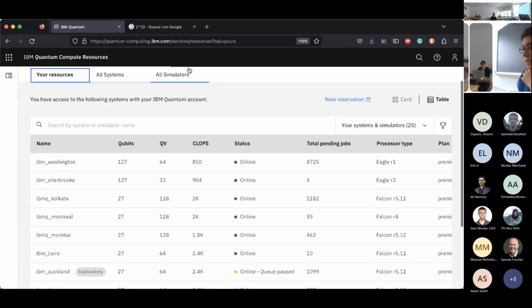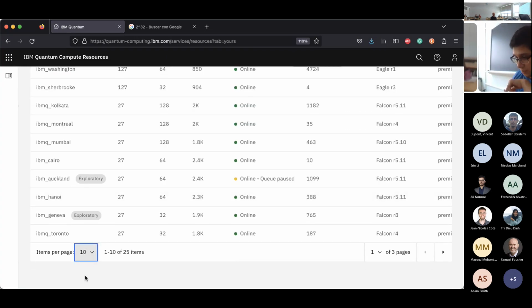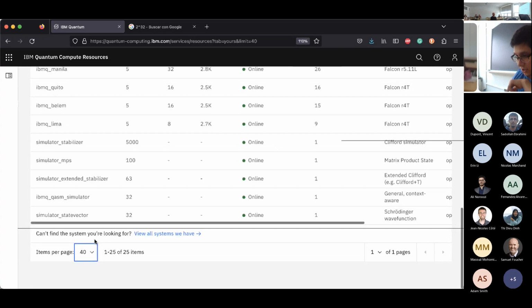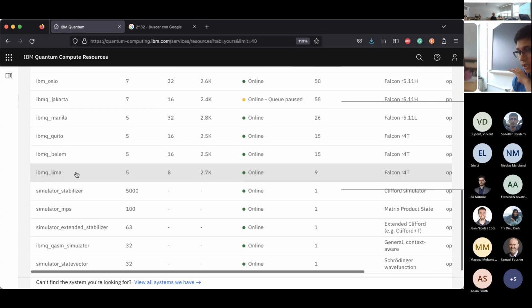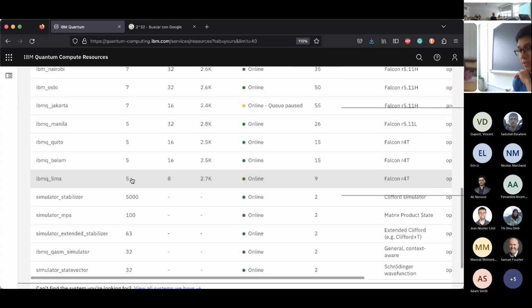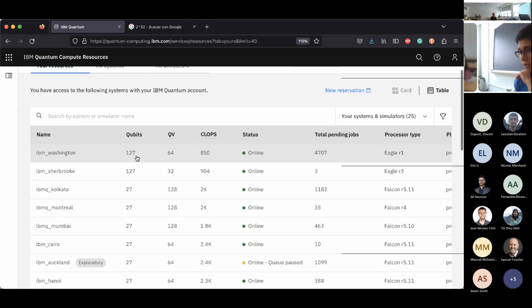Do you have access to the simulators? No, these ones are quantum computers. So let me put here 40. I have the simulators here at the bottom, but all the others are quantum computers. But look at the number of qubits: 5, 5, 5, 7, 7, 7, 16, 27, 27, 27, 127. Now, IBM is saying they have a 433-qubit quantum computer, but no one that I know has access to it. So I don't know if they're having problems with it or what.